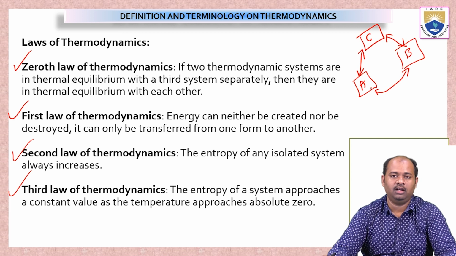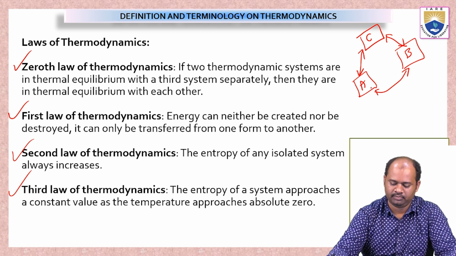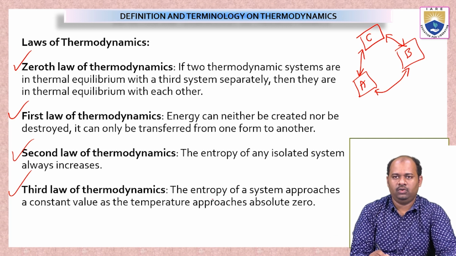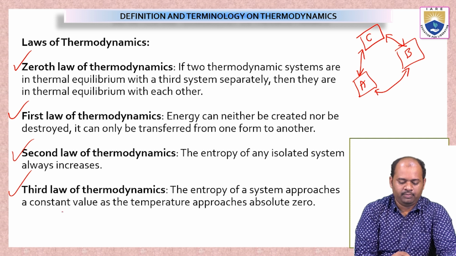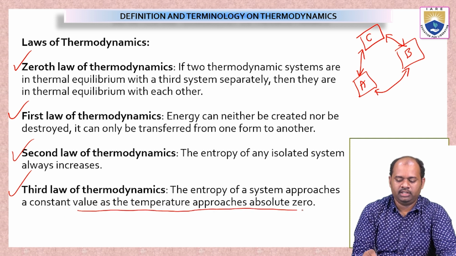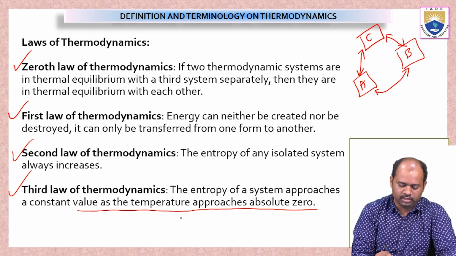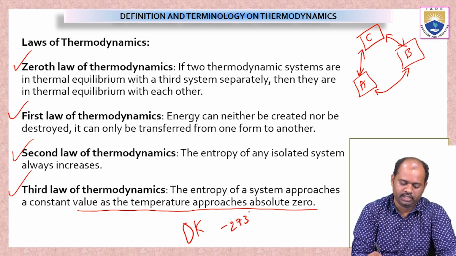And the third law of thermodynamics is: the entropy of a system approaches a constant value as the temperature approaches absolute zero. So, the entropy of a system approaches a constant value when the temperature approaches absolute zero. What is an absolute zero temperature? It is nothing but 0 degrees kelvin, called the absolute temperature, or minus 273 degrees centigrade.